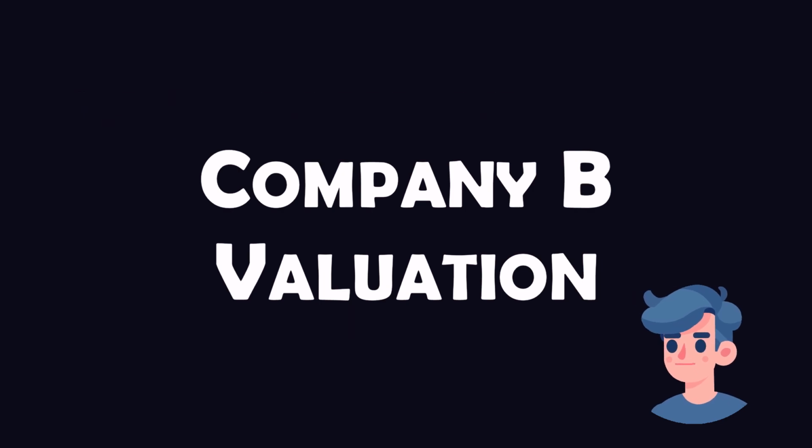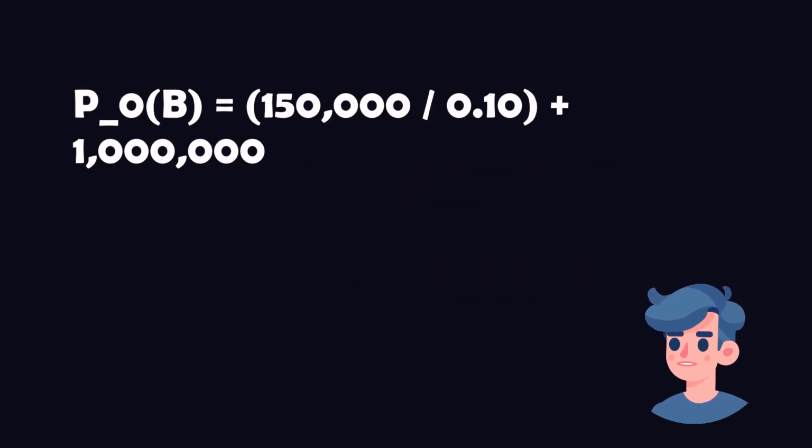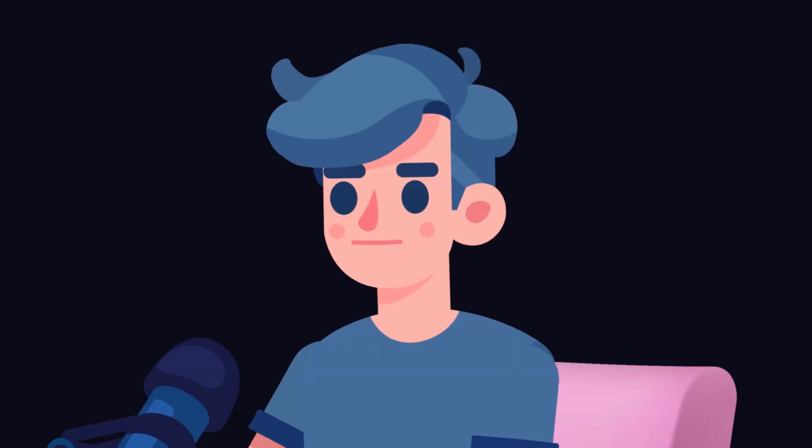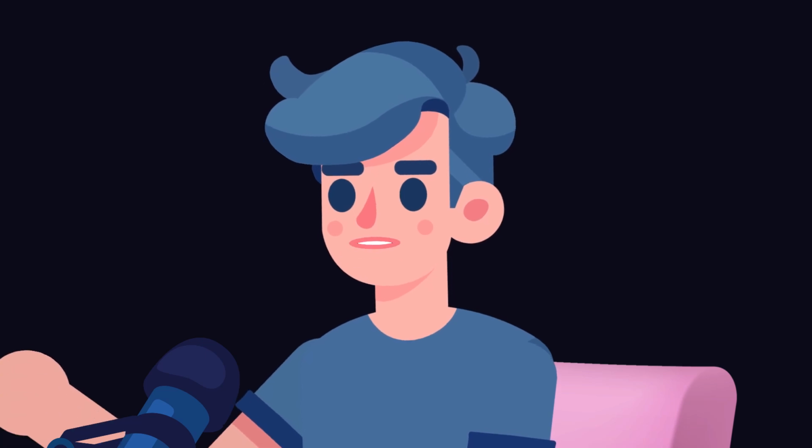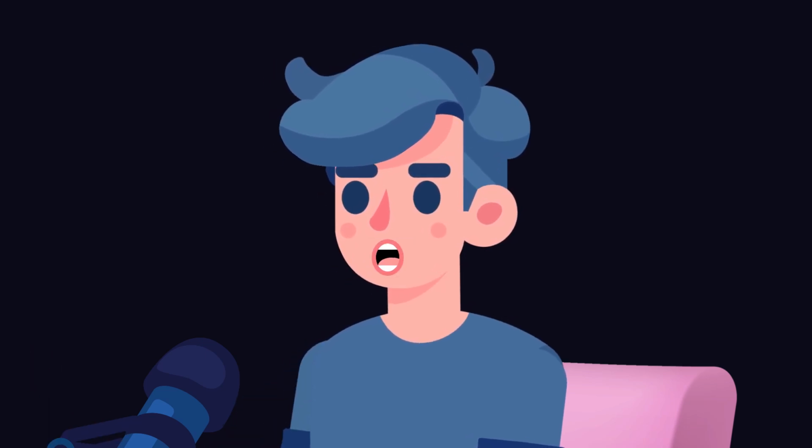For Company B, the value of equity is derived after accounting for debt. The debt payment is $50,000 per year, 5% of $1 million. Subtracting this from the annual cash flow gives $150,000. With a 10% discount rate for equity, the equity value is 150,000 / 0.10 equals $1,500,000. Adding the $1 million in debt gives a total value of $2,500,000.